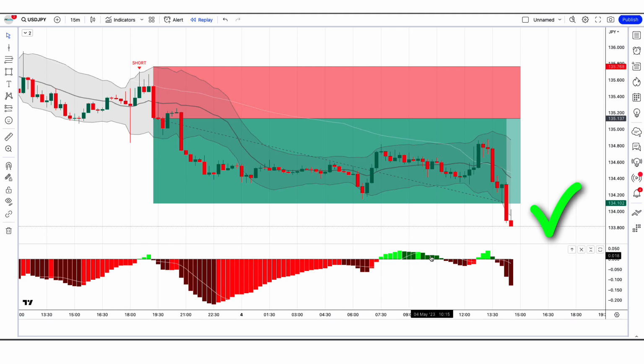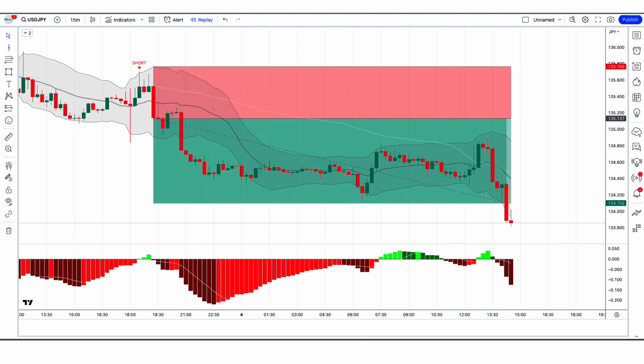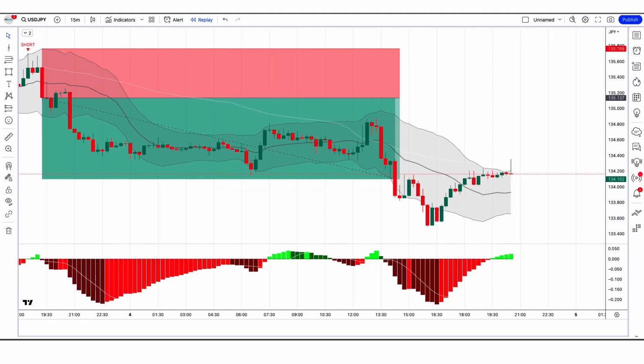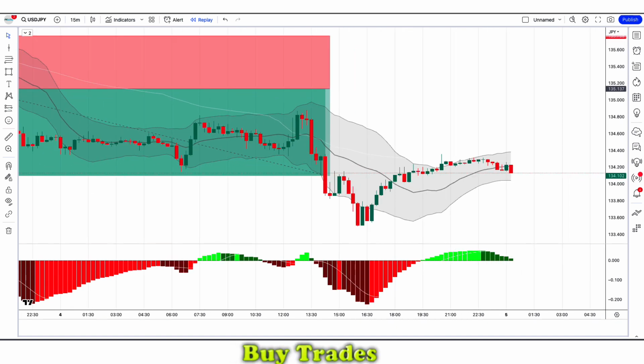The market has completely hit the target. I hope you must have understood this trading strategy. Let us now understand the sell signals.